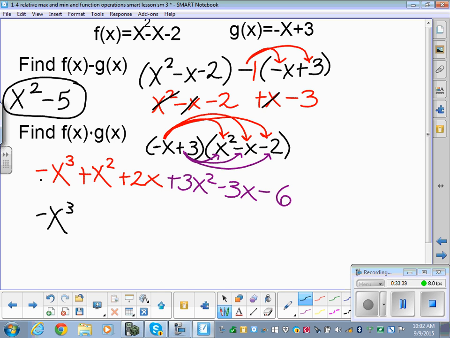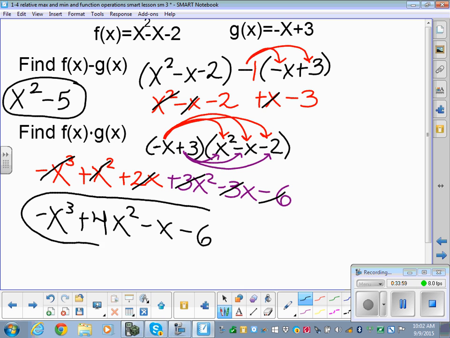Negative x cubed. X squared plus 3x squared is how many x squareds? Plus 4x squared. 2x minus 3x is negative 1x, so minus x, good. And then we have our minus 6. And I crossed them out as I went so that I didn't forget anything. This would be my answer here.